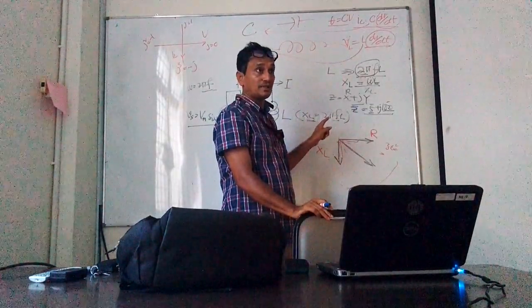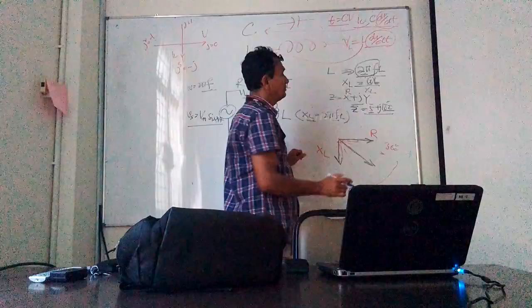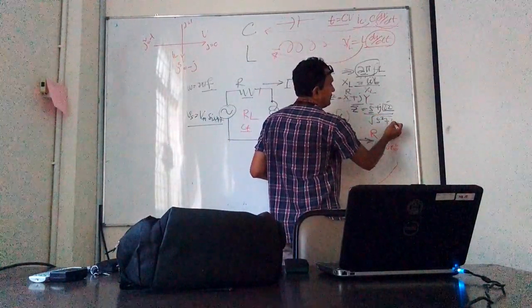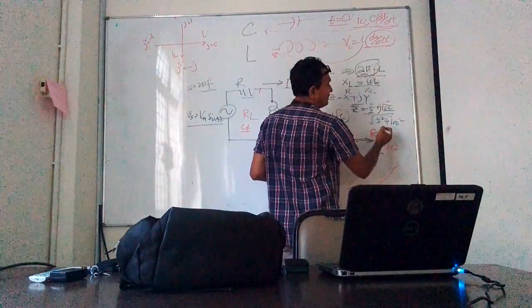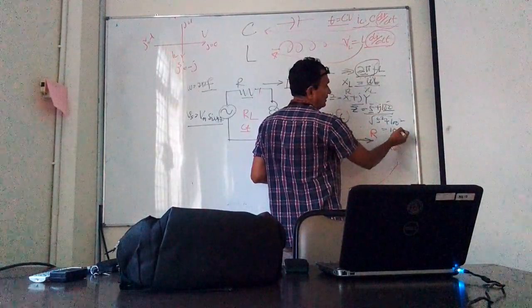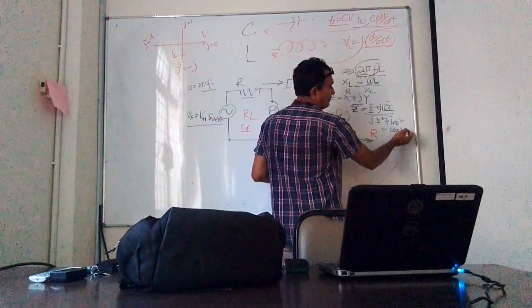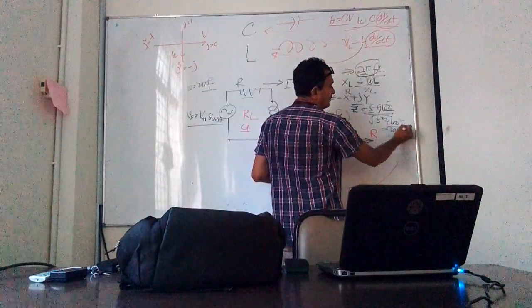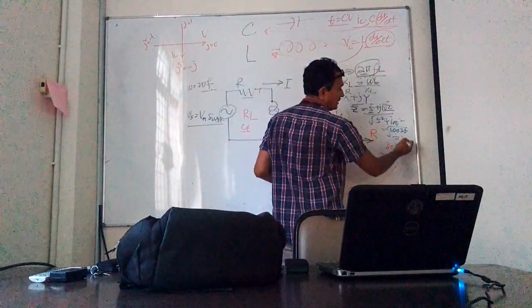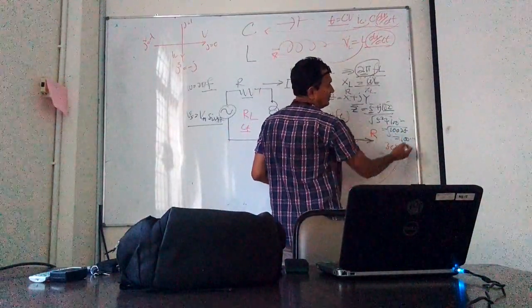How should it be calculated? It should be 5 squared plus 100 squared equals how much? 10,025 under the root. How much is it? 100 something, about 0.1.